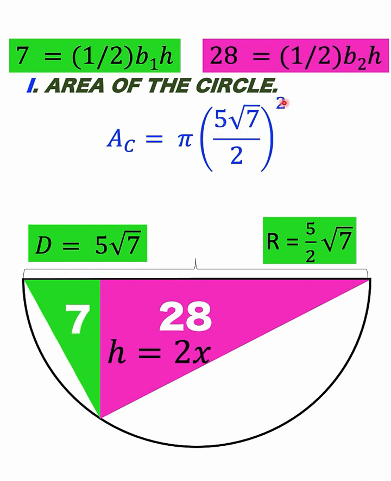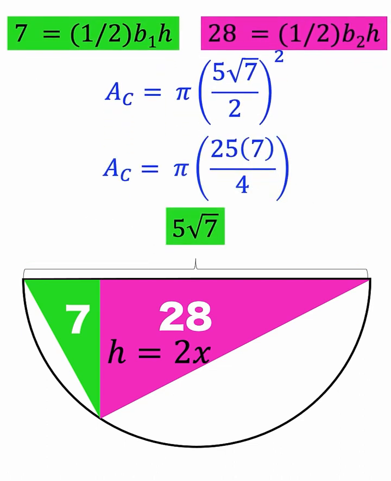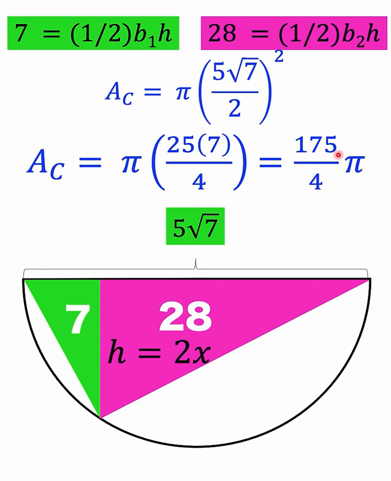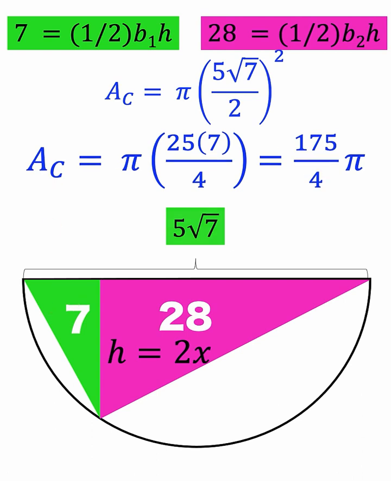The square of 5 is 25. The square of the square root of 7 is 7. So we have 25 times 7. The square of 2 is 4. All the rest are copied. And then this is equal to 175/4 pi. This is the area of the circle. We want the area of the semicircle, so we have to divide this by 2.